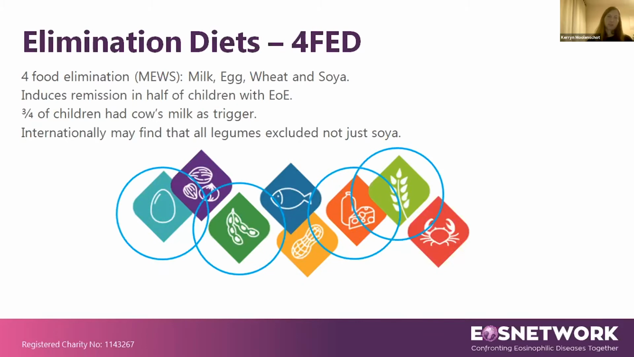Then moving on to the 4 food elimination diet. So if you're stepping up, this is also known as the Muse diet, and it involves eliminating milk, egg, wheat, and soya from the diet. And this induces remission in about half of children with EoE. And interestingly enough, 3/4 of children had cow's milk as their main trigger. So that also feeds back to the 2 food elimination. It might be worth trying that first rather than embarking on a 4 food if cow's milk is the main trigger. And internationally, you may find that all legumes are excluded, not just soya. But in the UK, generally, soya is excluded.